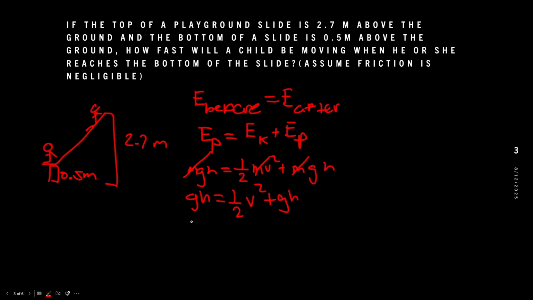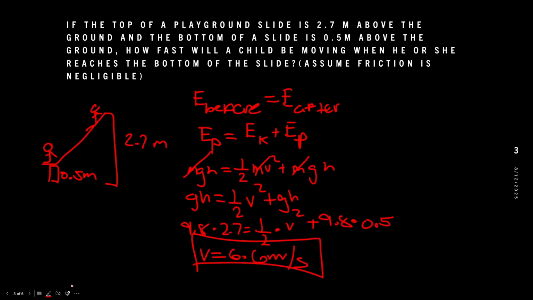Now we could plug in our values. So 9.8 times the starting height, 2.7, equals 1 over 2 times the velocity squared, which is what we're trying to find, plus 9.8 times 0.5, which is the height after. And if we just solve for v, we get v equals 6.6 meters per second. That's our answer for this problem.